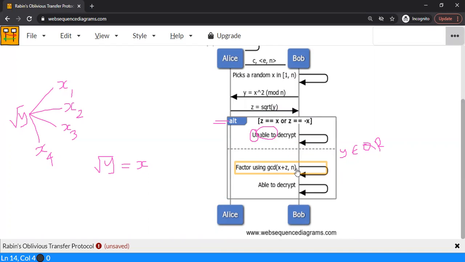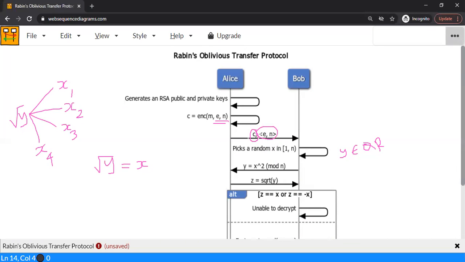Okay. So what is the reason the message M is oblivious in this context? Why would the sender Alice not know whether Bob was able to successfully decrypt the message M or not? The reason is that from the square root that she's sending back to Bob, Alice wouldn't know whether Bob had chosen x1, x2, x3, x4. It could be any one of those 4.